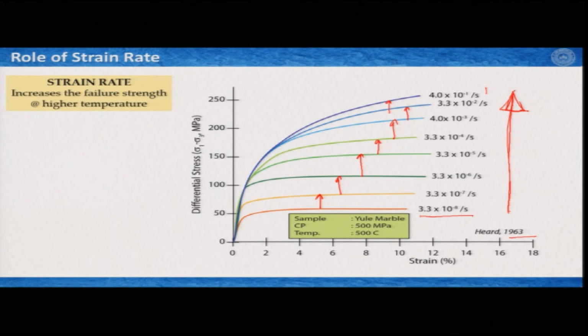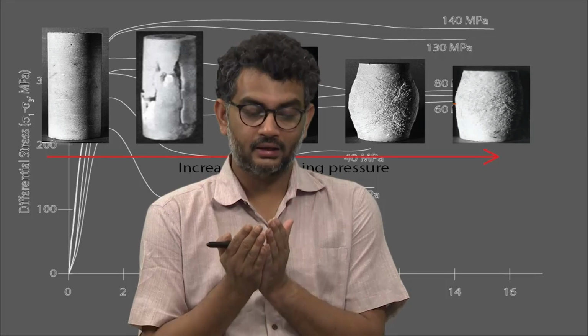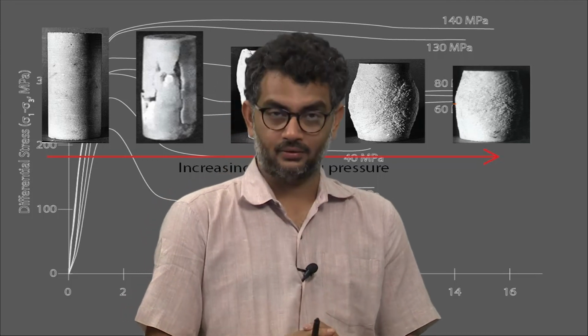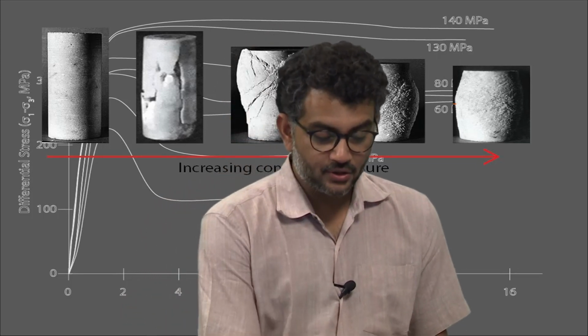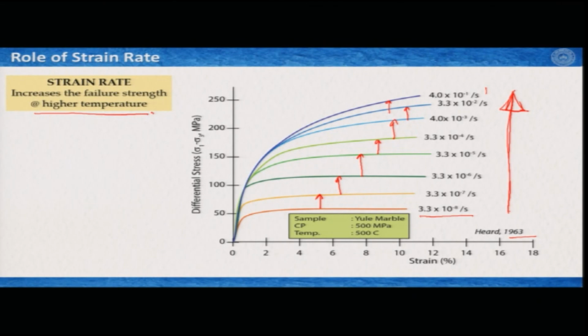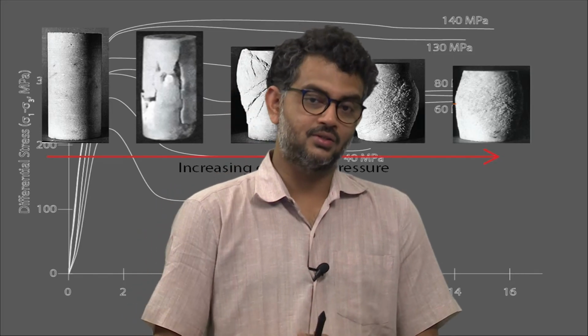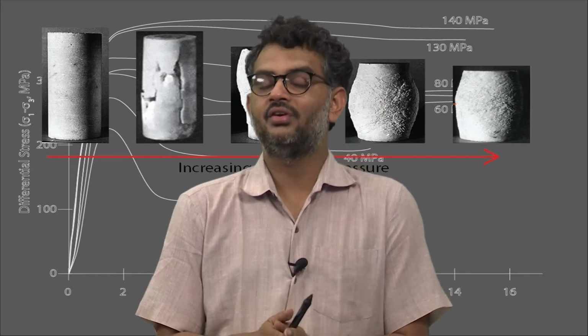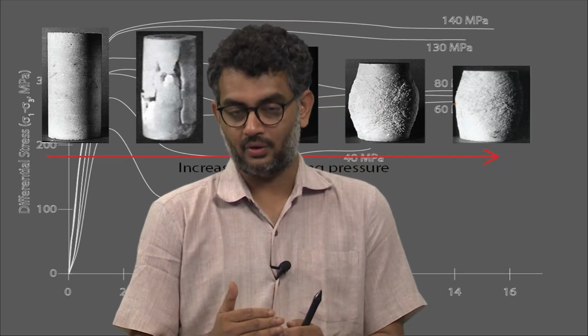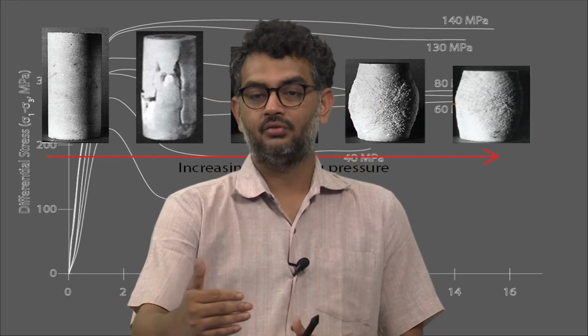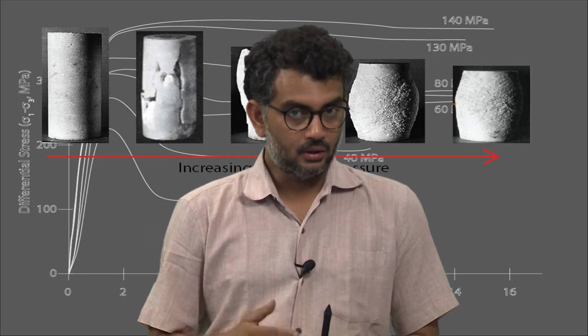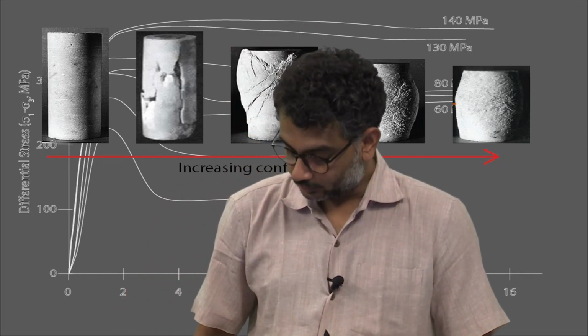So, we can conclude that strain rate increases the failure strength. Now, one term is written here: at higher temperature. So, this is possible only at higher temperature. If you increase the strain rate, the strength increases, and this is probably due to the viscous behavior of the rock. So, you achieve viscosity and therefore, you increase the strength.